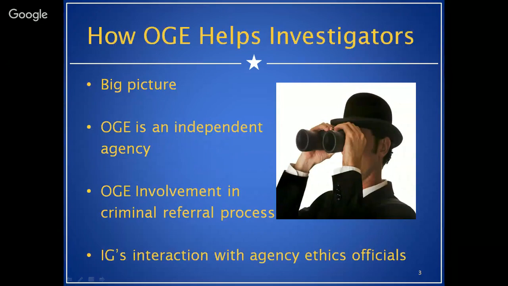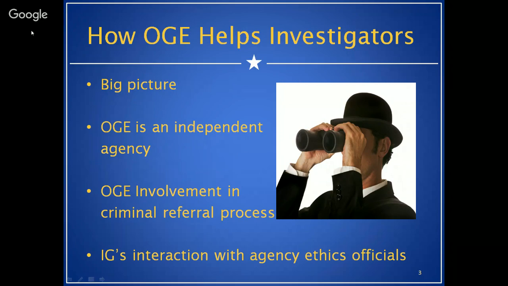So, given this prevention role, what can we do to help investigators and the IGs? Well, first, there's the big picture. We know that without credible enforcement, our prevention efforts are undermined. Your work, and IG's work, is essential to the success of OGE's mission and the mission of agency ethics officials. Therefore, we are very motivated to help you. We frequently speak to groups of investigators, and we handle calls from IG officials on a regular basis.